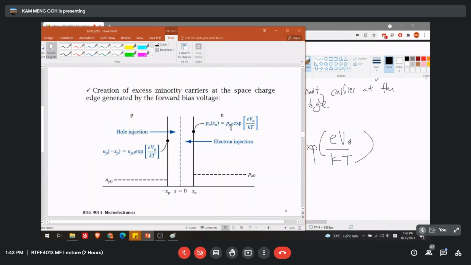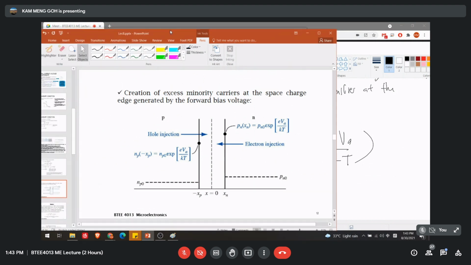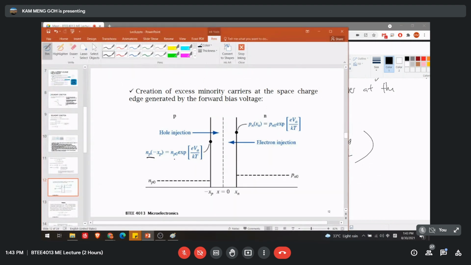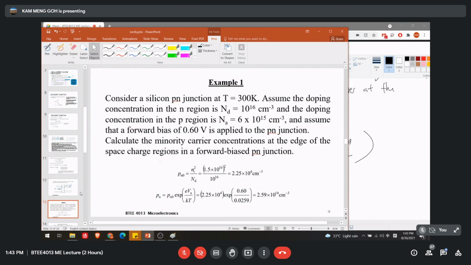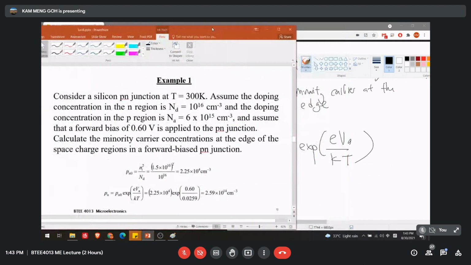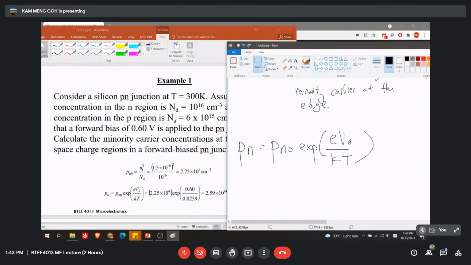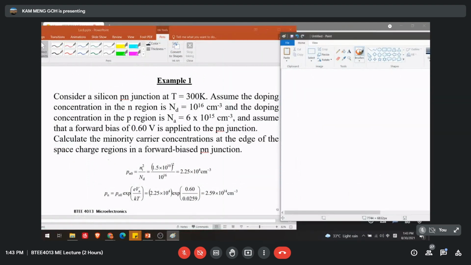Okay, so this is the graph. So these two formulas are the ones that we have derived just now. And this is the XP and the XN, PNO and the NPO. So this is how we do it. So maybe we see one example. Imagine that we have this example. Consider a silicon PN junction. Assume that the ND is 10 to the power 16 and NA is 6 times 10 to the power 15 cm^-3.